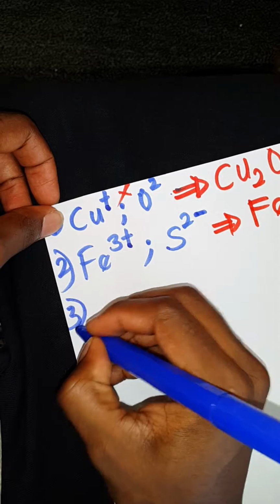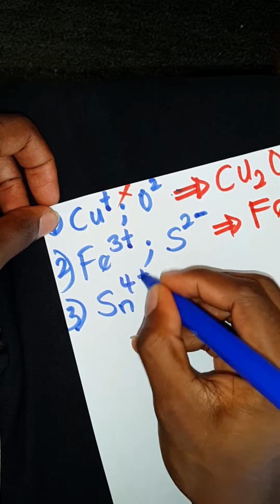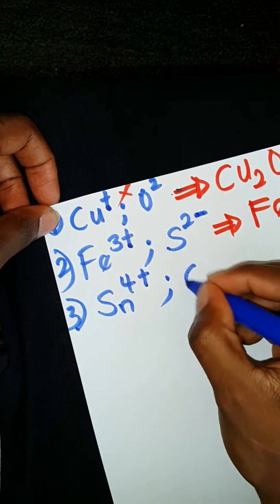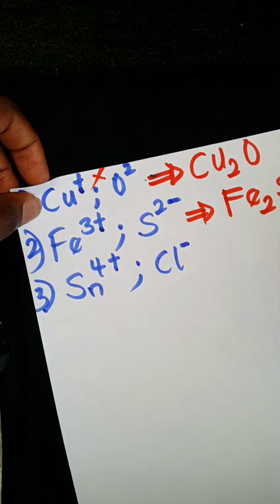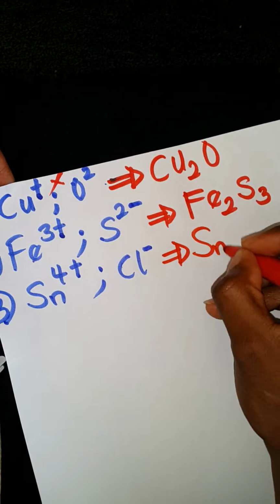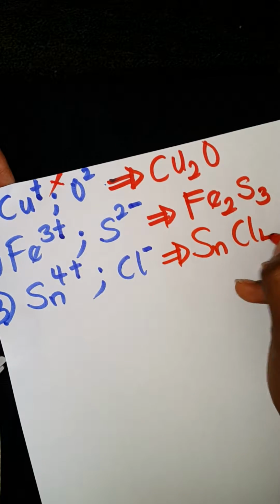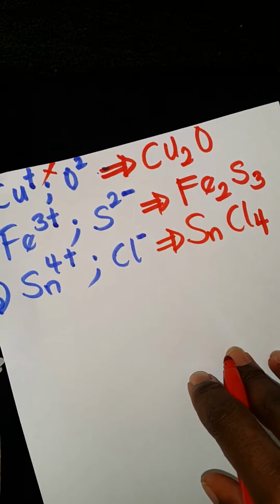Let's do the last one. And we also have chlorine. So the output, after combining this, we have this. As you can see, it's as simple as that.